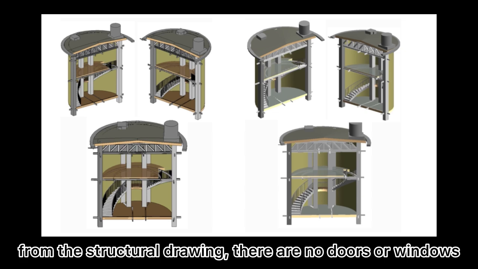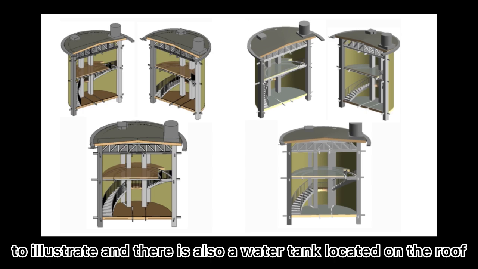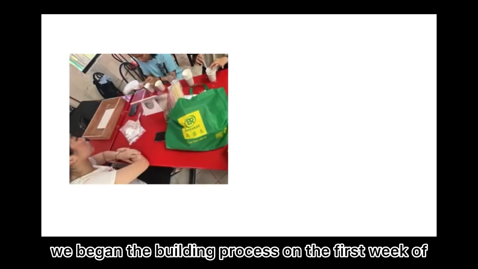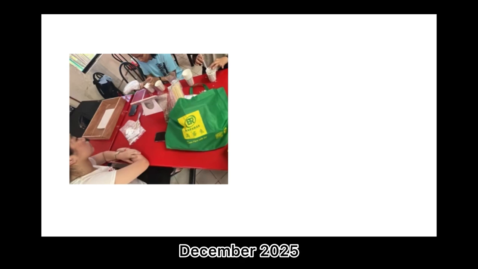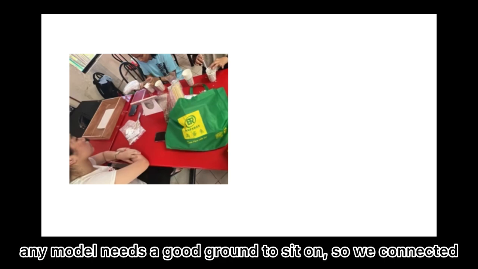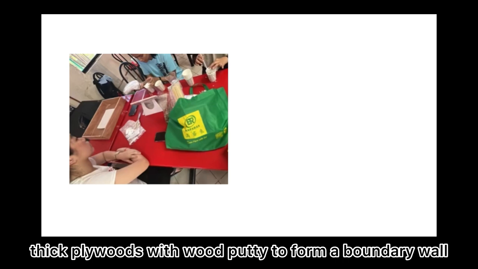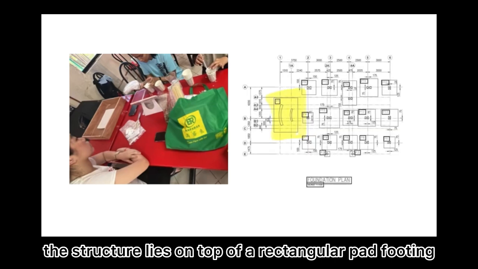From the structural drawing, there are no doors or windows to illustrate, and there is also a water tank located on the roof. We began the building process in the first week of December 2025. Any model needs a good ground to sit on, so we connected thick plywood with wood putty to form a boundary wall. The structure lies on top of a rectangular pad footing.